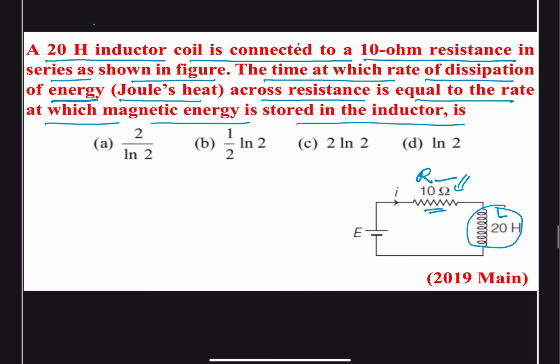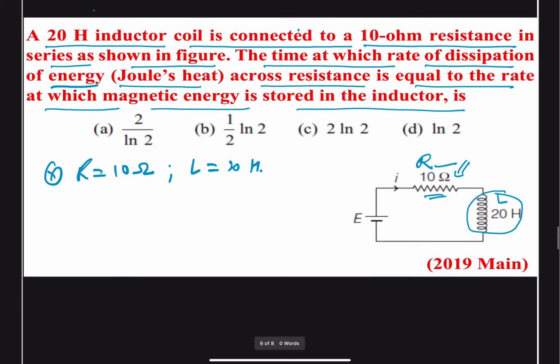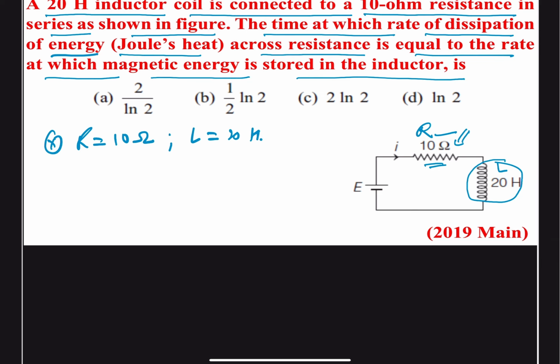And for the solution, in this particular case we are given R as 10 ohm and inductor is given as 20 Henry. So we can find out our time constant, which is our tau, will be equal to L upon R, and this comes 20 upon 10, and this is our 2 seconds.